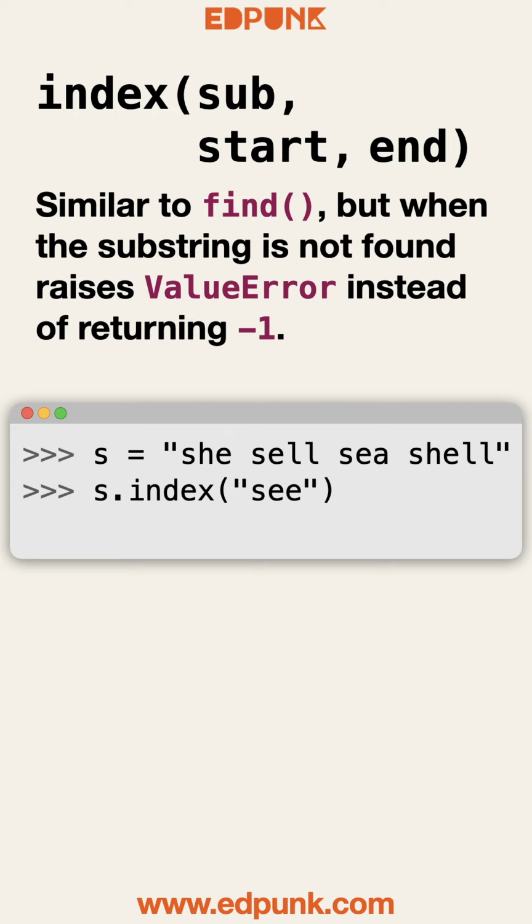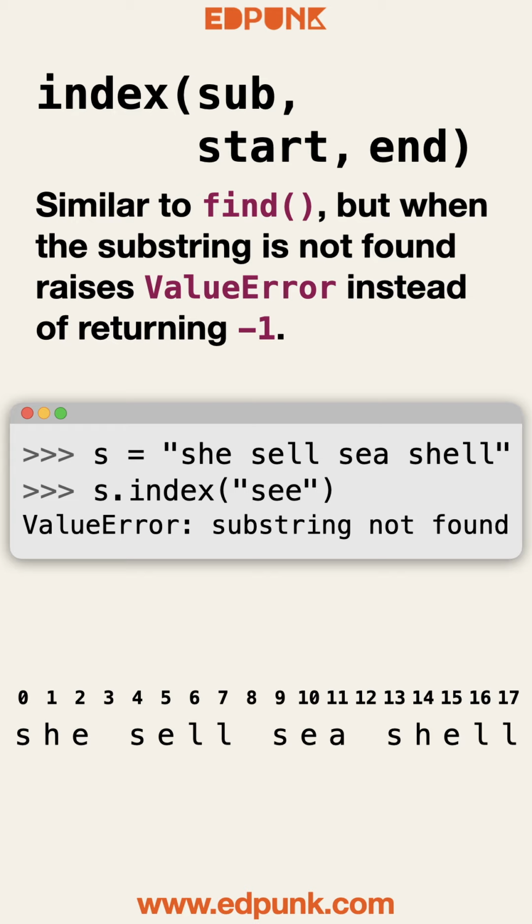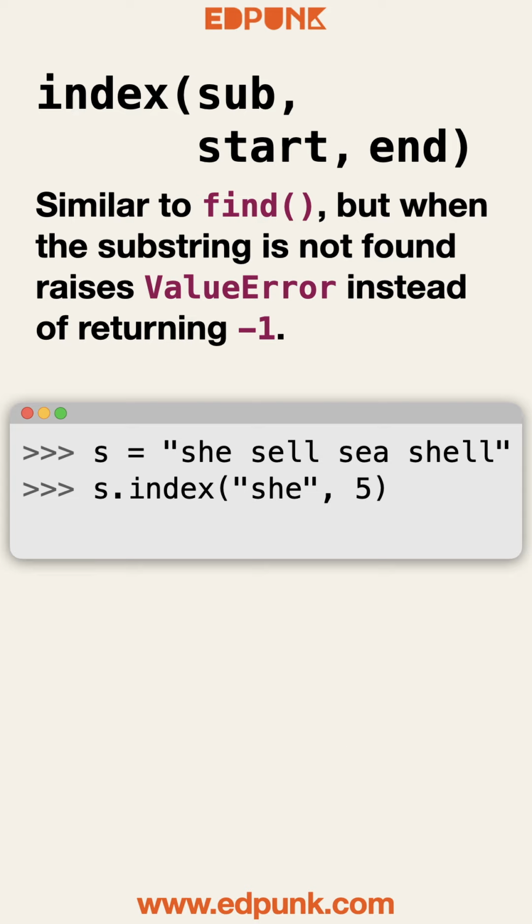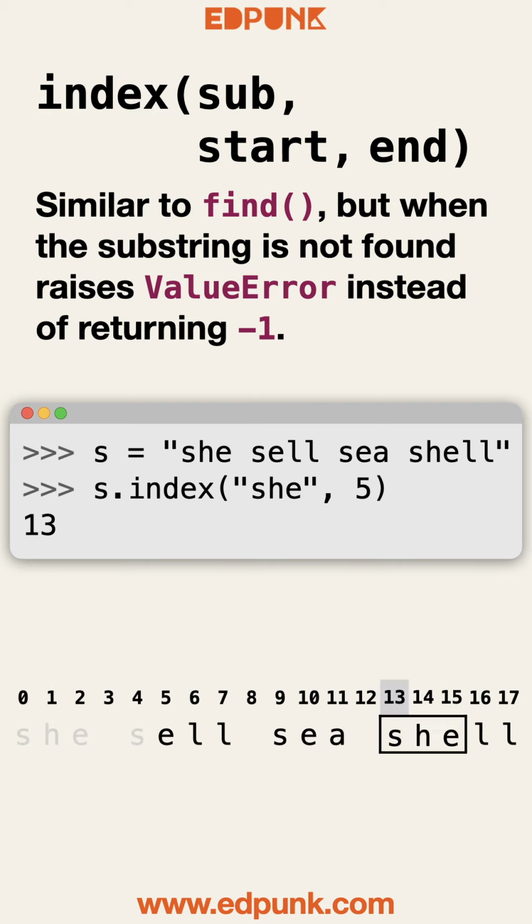Let us take another case where we execute s.index c. As the method is not able to find any substring c, it raises a value error. Let us take another case where we execute s.index she, 5. Now the new search string starts at index 5. The method is able to locate an occurrence starting at index 13, so it returns 13.